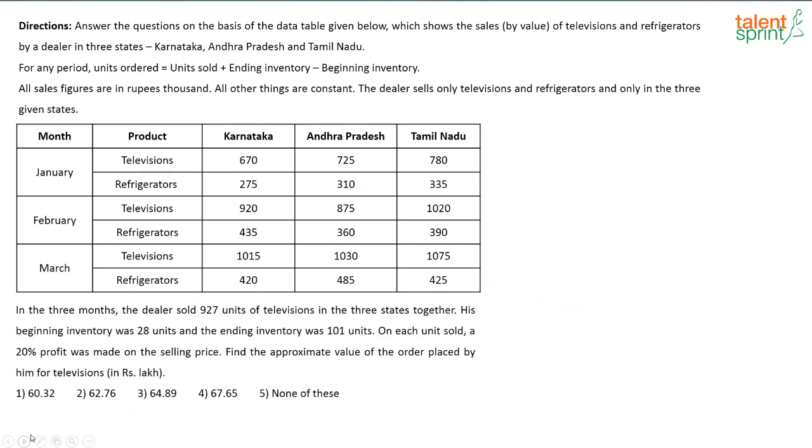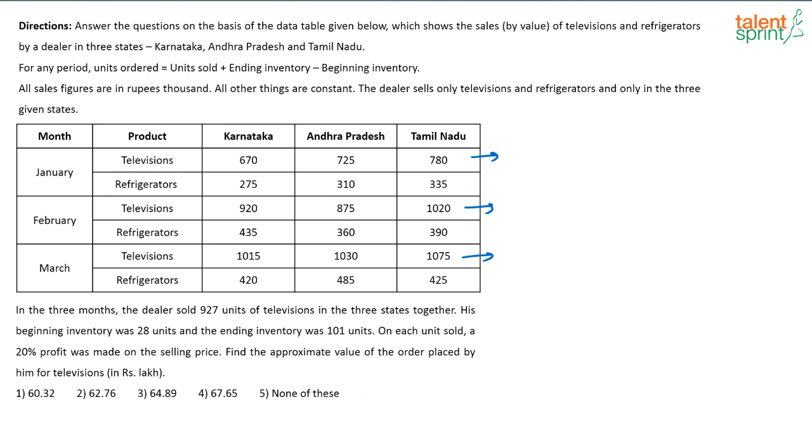Okay, next one. So try this one. What is the answer for this one? The previous question was on refrigerators. Now this question is on televisions. So again, for this, definitely you have to add. They are talking about televisions sold for 3 months, and all the 3 states put together. So again, you have to add this, like how we did for refrigerators. Here, what are they asking? Find the approximate value of the order placed. So you have to find for what value the order was placed. You have to find the cost per unit and then find out the order value.